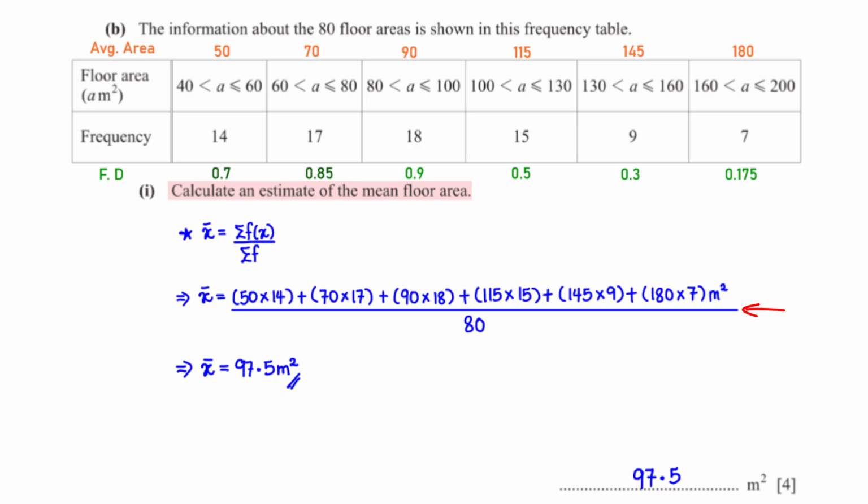So now we have 50 times 14 plus 70 times 17 plus 90 times 18 plus 115 times 15 plus 145 times 9 plus 180 times 7, divided by the number of houses, which is 80. When we type this into the calculator, we get 97.5 meters squared.